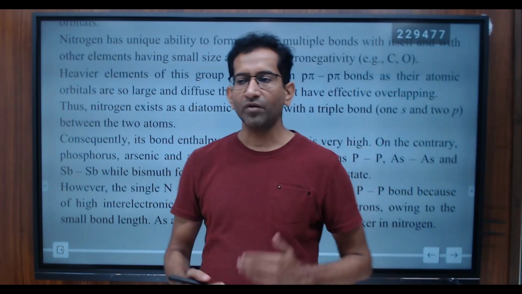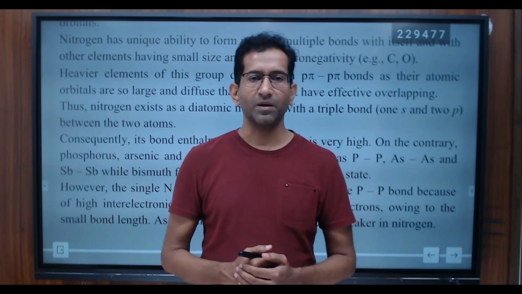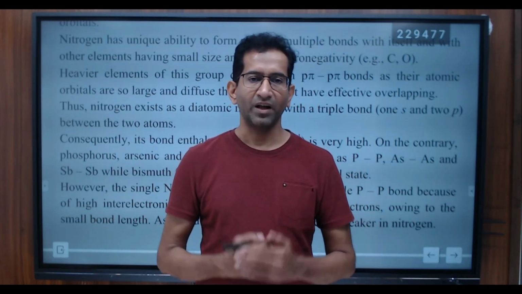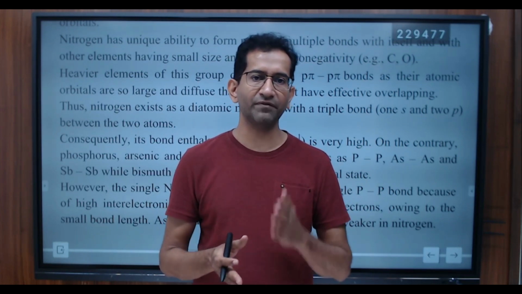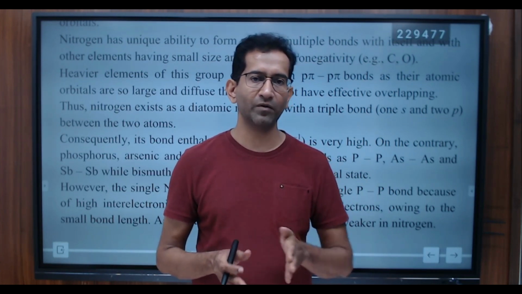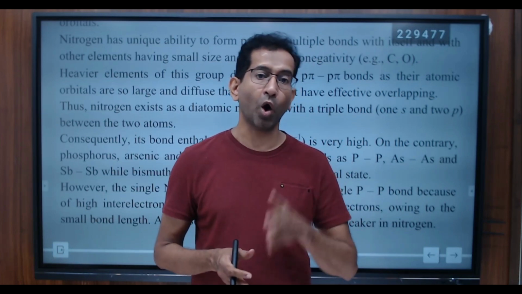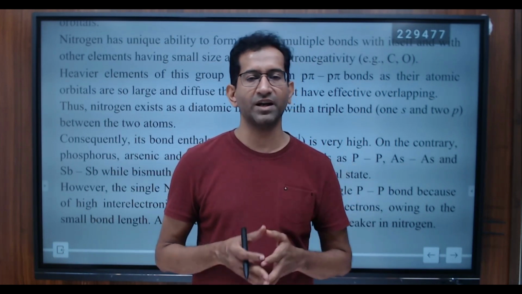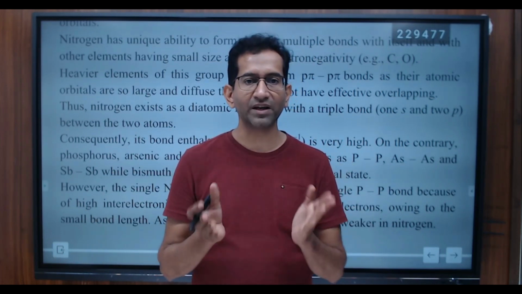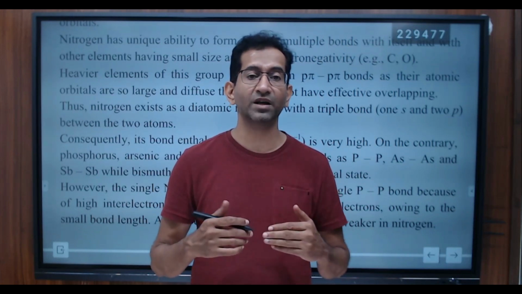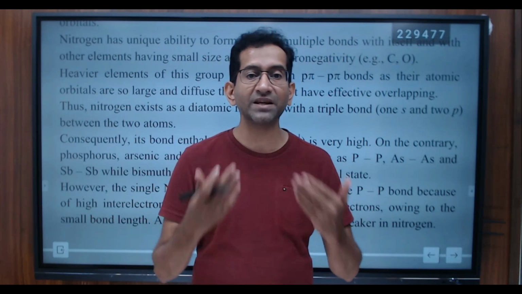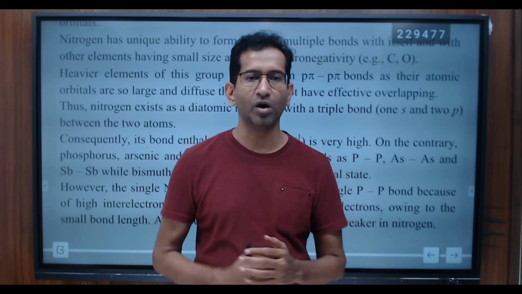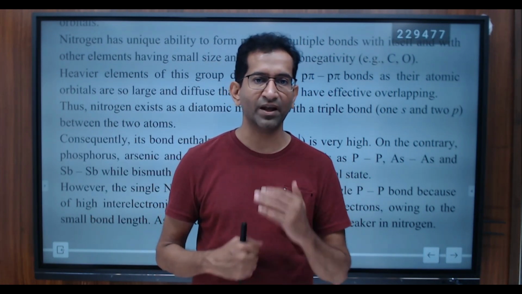Now, pi bond formation capability is nothing but effective overlapping. If nitrogen is small in size, definitely it can form an effective pi bond by overlapping with another nitrogen atom or carbon atom or oxygen atom. Due to that, the effective overlapping is very efficient, and due to that reason the pi bond stability is very high, but that is not generally observed for the rest of the elements.